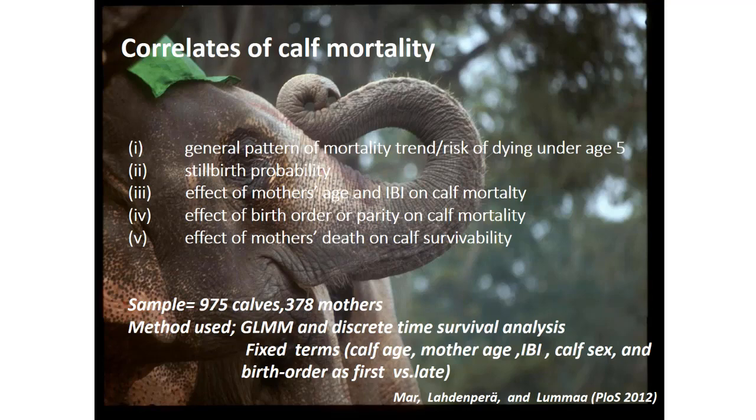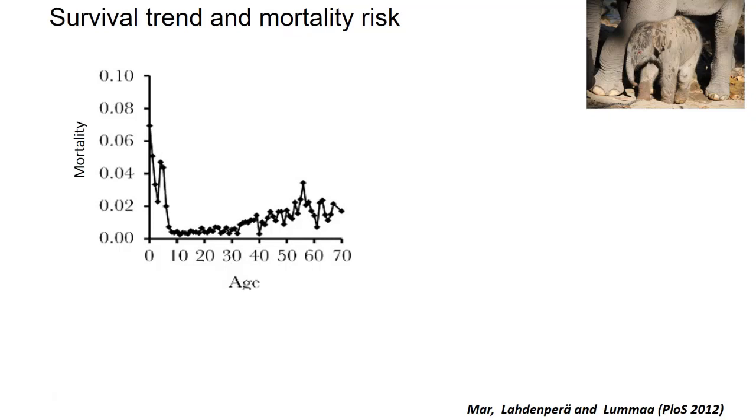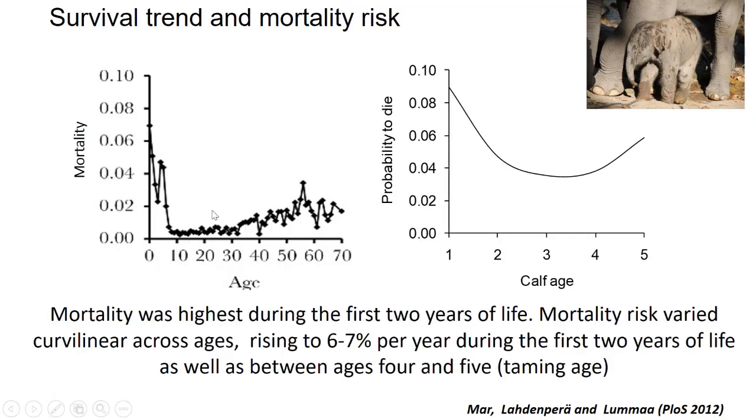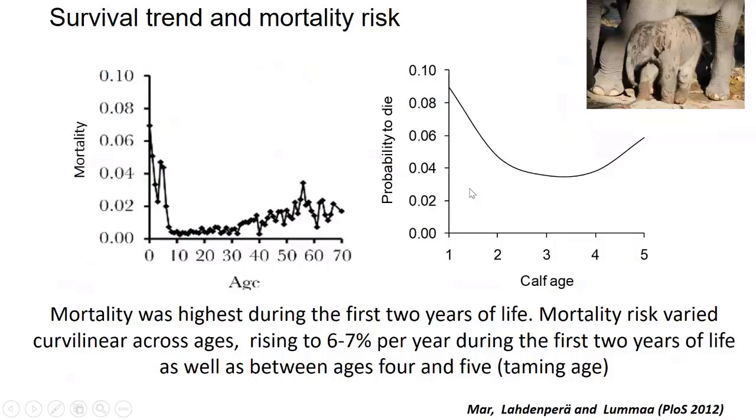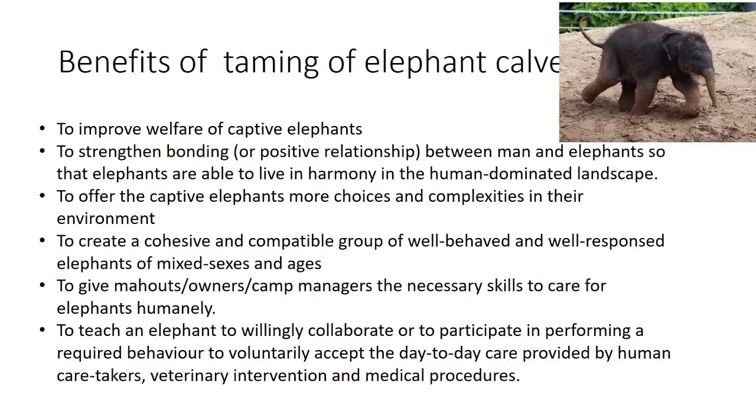So this was published in PLOS. We looked at survivor trends and saw that mortality was highest during the first 2 years, and mortality risk varied. If you spread it out into a line graph, we saw a plateau between 2 and 4, and then again an increase at age 4. So this is taming age: mortality in taming age, and mortality when the calf is at an independent age, no longer dependent on the mother for everything. So before 2 years and after 5 years are critical periods for calves. So we need taming.